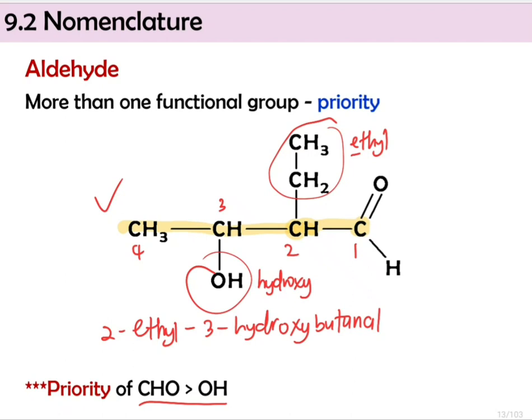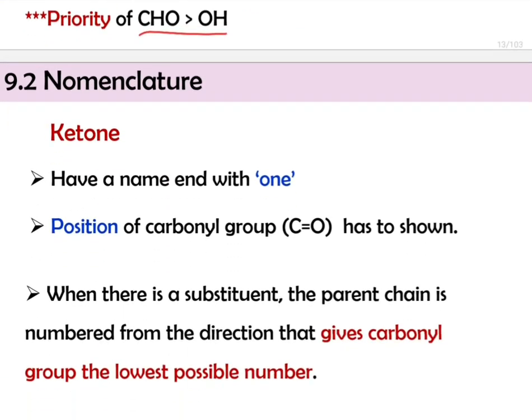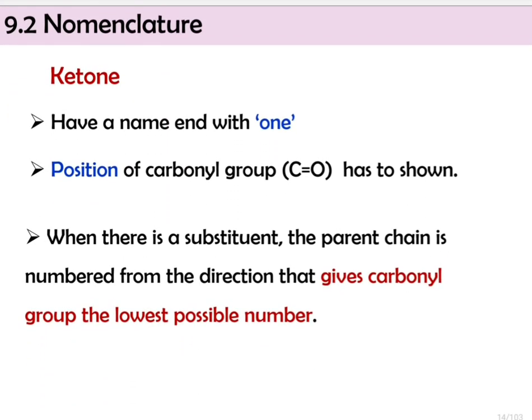Okay, dah siap untuk compound ini. Jadi, kita dah habis go through untuk aldehyde. Saya harap fahamlah macam mana nak bagi nama untuk aldehyde. Kita nak teruskan dengan ketone. So, for the ketone, macam tadi kan, kalau aldehyde berakhir dengan al, untuk ketone dia akan berakhir dengan on.